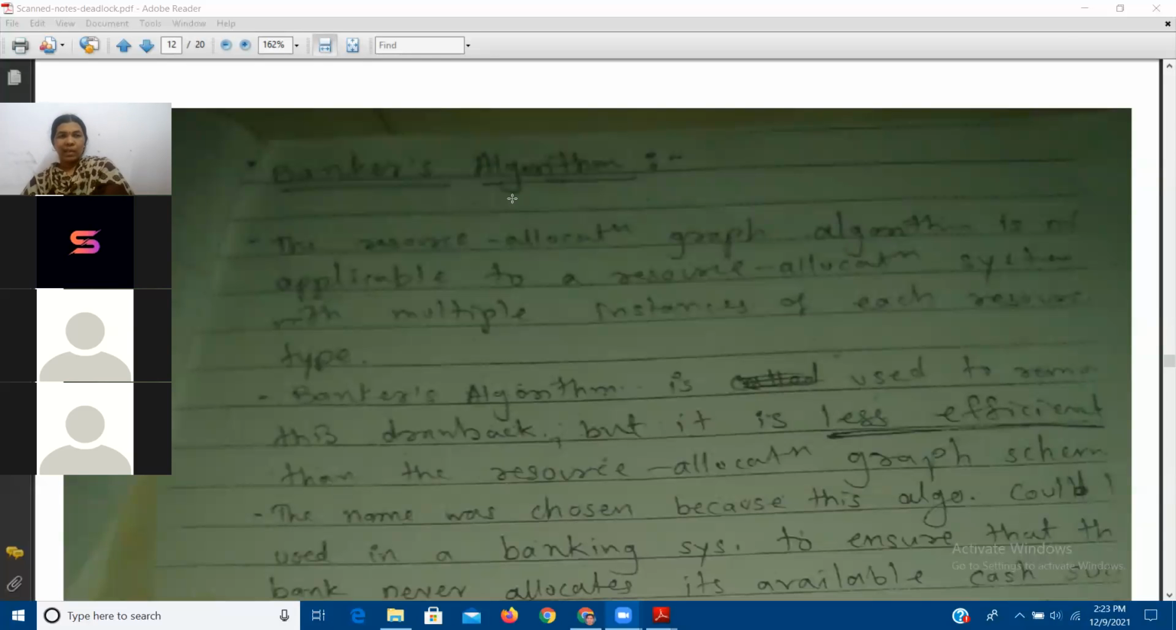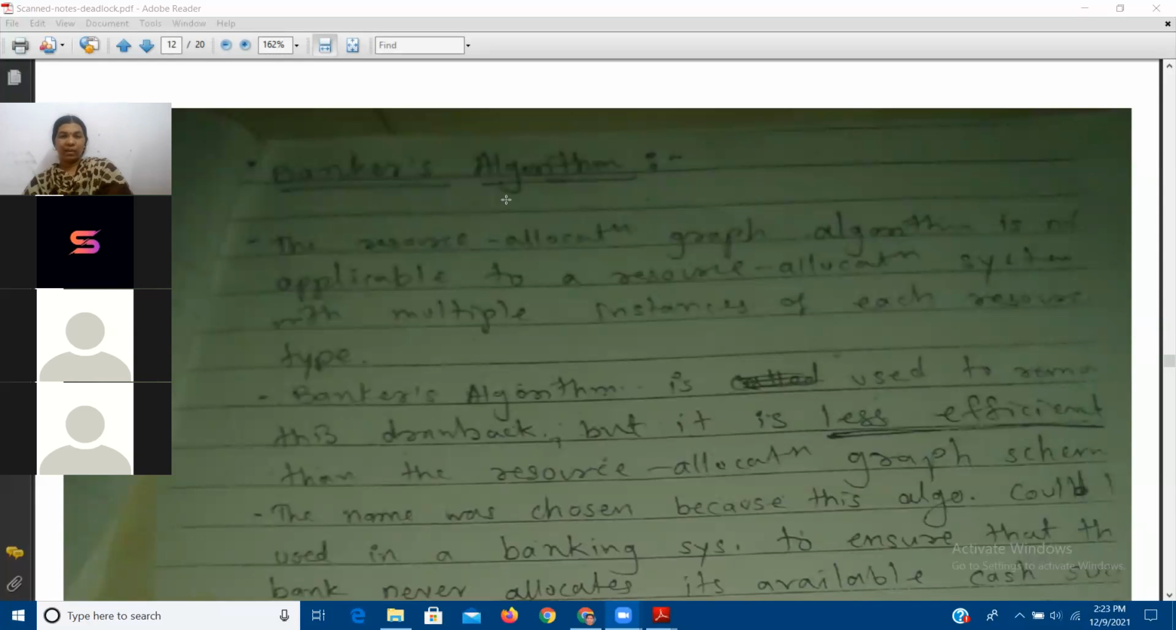Otherwise, if there are multiple instances of the resource types, we are unable to apply it. So what are my instances? I have 12 printers. So the resource type is printer and the instances are 12. If 12 printers and 2 processes are there, I am unable to apply the resource allocation graph algorithm, because it is applicable only if the number of instances is equal to 1.